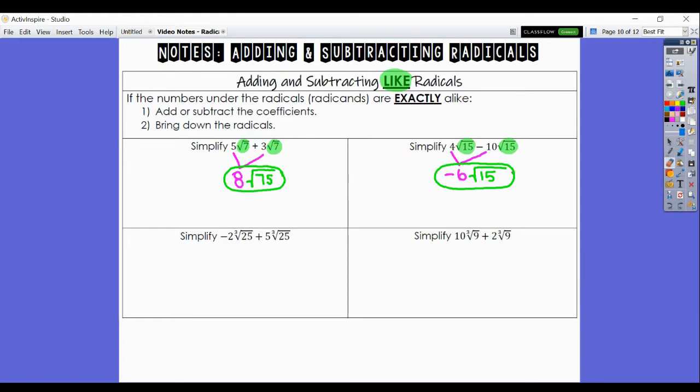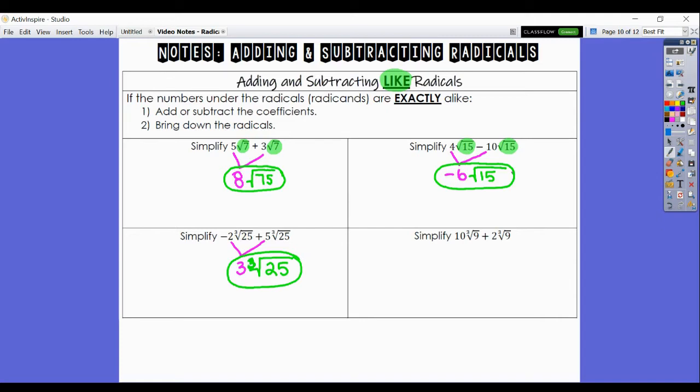Next example, we have negative 2 cube root 25 plus 5 cube root 25. So again, we go ahead and combine the coefficients. Negative 2 plus 5 gets us 3. And we keep the radicals as cube root of 25. So it's 3 cube root of those 25s here.